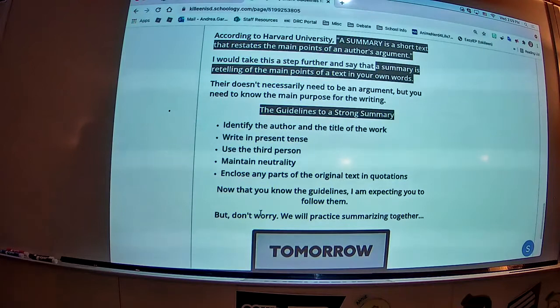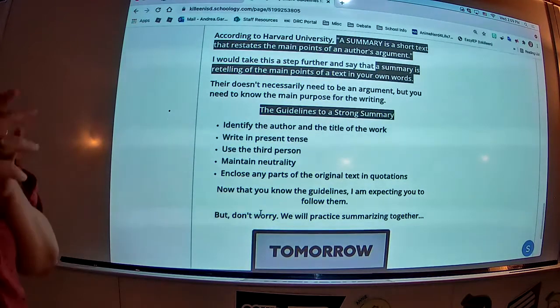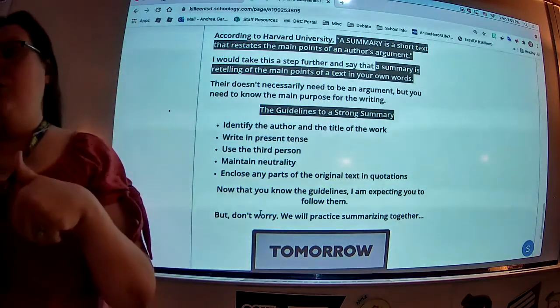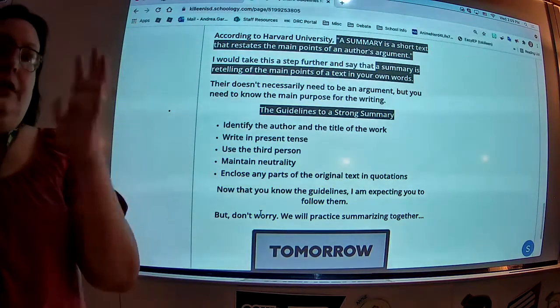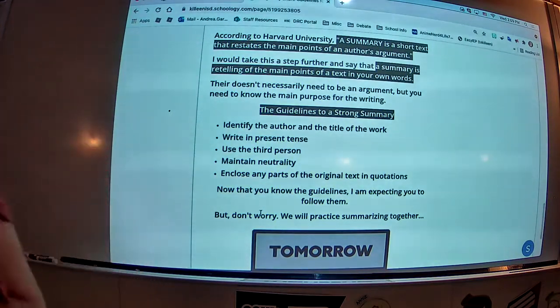Use the rest of the time to finish your digital locker if you didn't, or if you have another assignment that's due tomorrow for somebody else, just get it done, okay?